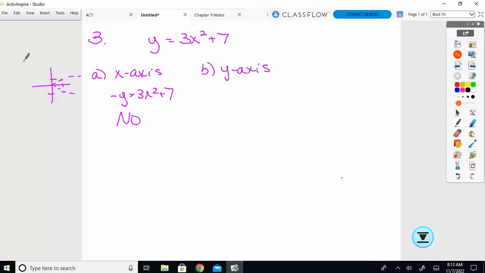So if we check the y-axis, if it's symmetric to the y-axis, then a positive x and a negative x should give you the exact same y value. So when you do this, make sure you are replacing your x with a negative. If you square a negative, what happens? Positive. So is that what we started with? Yes. So that's a yes.